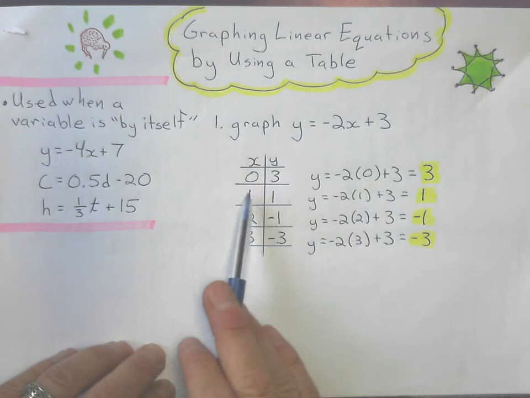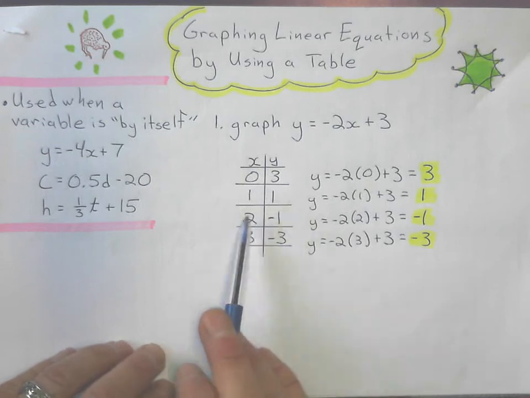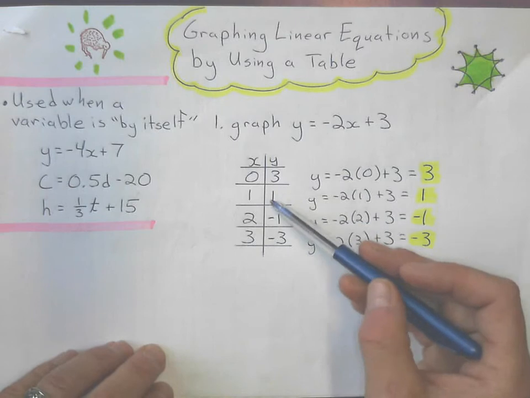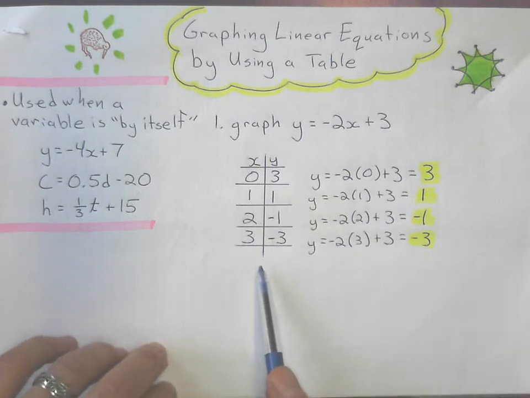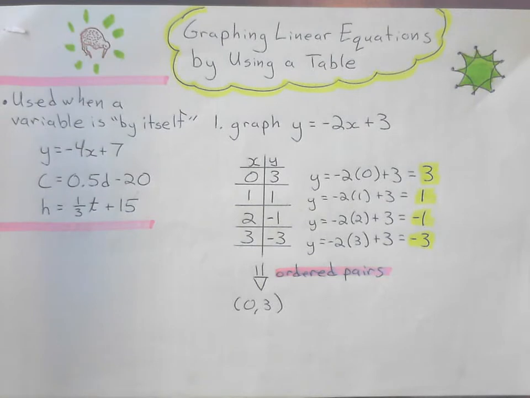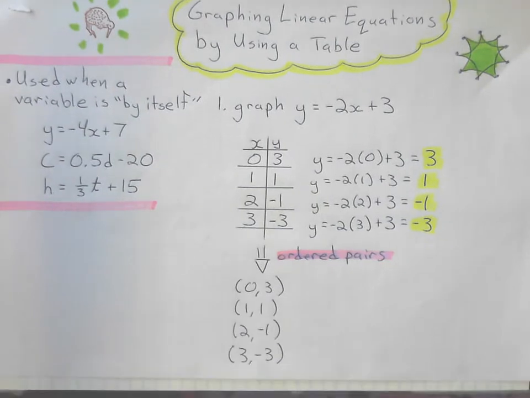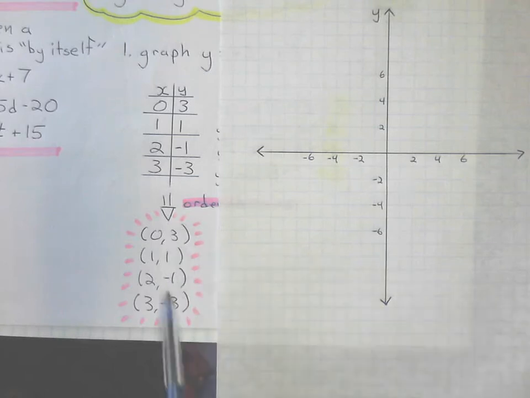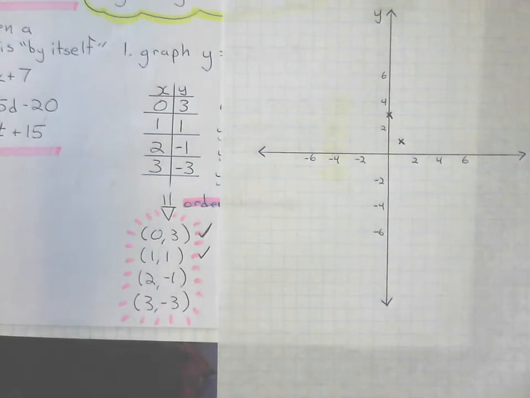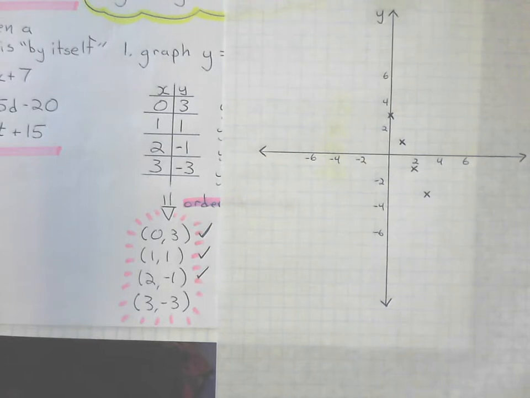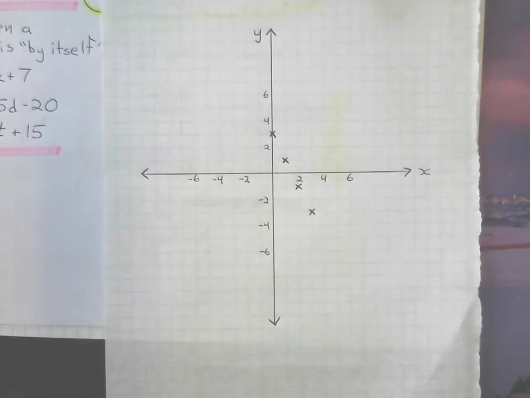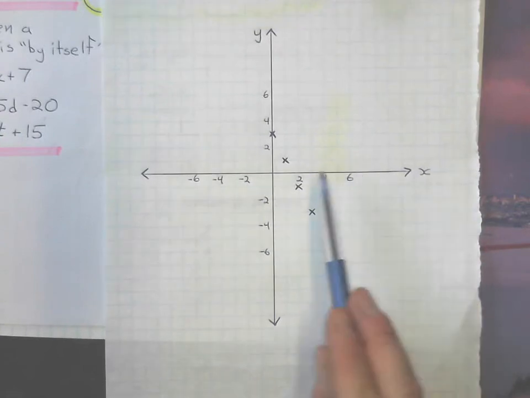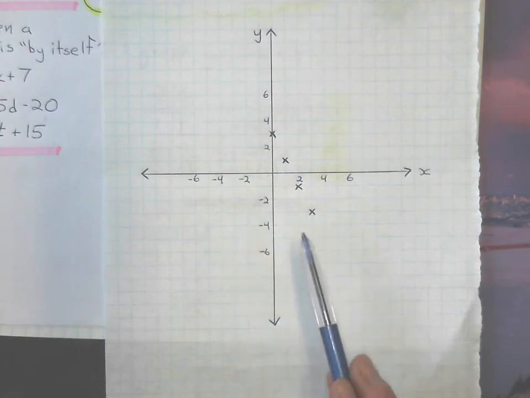Each of these ordered pairs is going to be a coordinate on the graph. So I have 4 ordered pairs that I'm going to plot. Great. I plot all 4 of these points, and they better be in a straight line. Let's just check. I'll go in order. 0, 3. Tick. So my 4 points are linear. And I have my axes labeled. X is the horizontal one, y is the vertical.